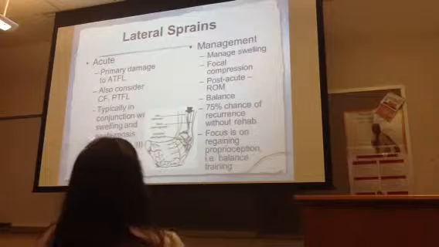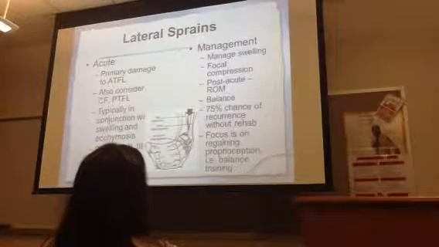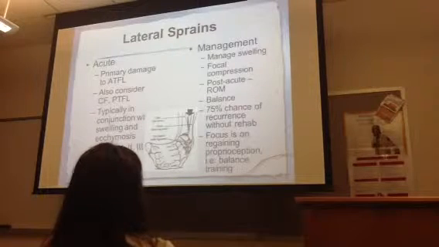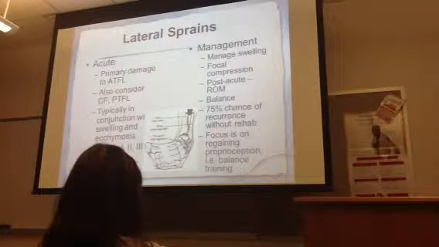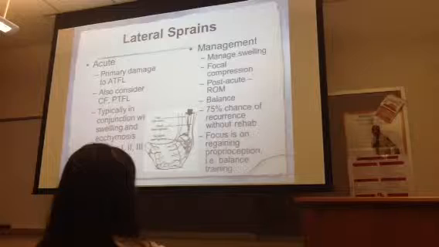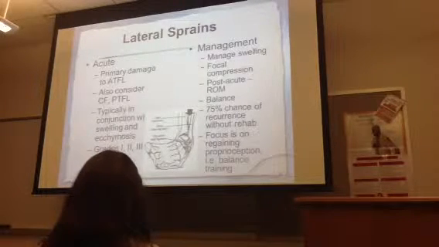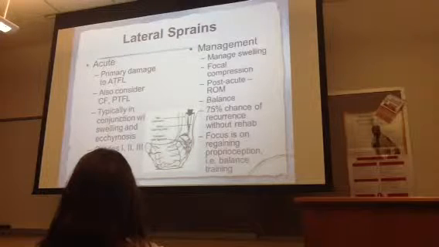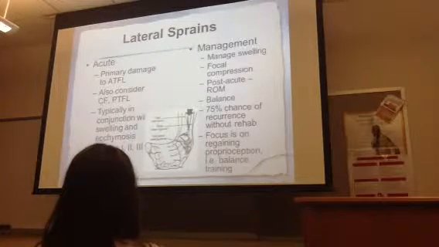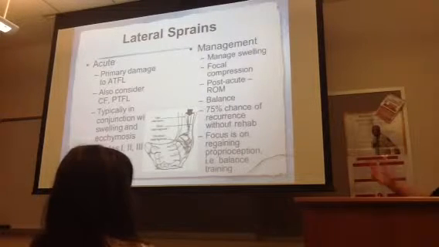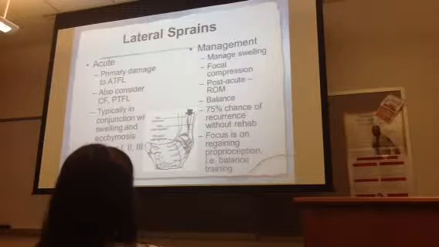Acute is, like we talked about before, primary damage is to the anterior talofibular ligament. You also have to look at the calcaneofibular and the posterior talofibular ligament. So you'll have that with swelling, ecchymosis, and bruising, like we talked about, the grades 1, 2, and 3.